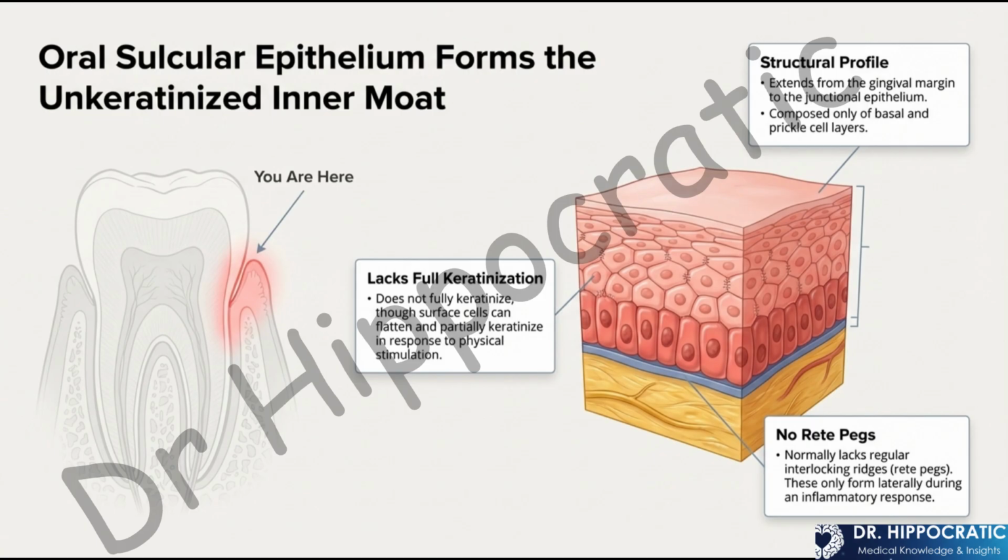Why leave the moat unarmored? Well, because nothing's really chewing on it. Food shouldn't be getting down into that narrow pocket normally, so the body doesn't need to waste resources building a heavy friction shield there. That makes sense.